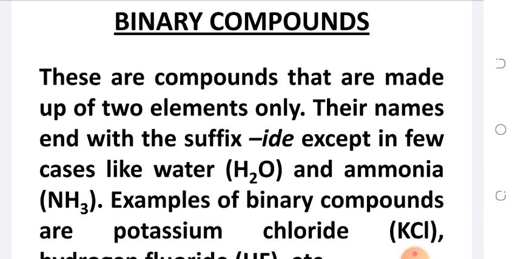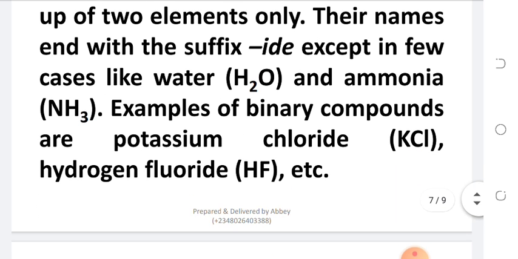Exception to that is the case of water and ammonia. As you can see there, water is H2O. There are two elements. Water is also a binary compound having hydrogen and oxygen as the constituent elements. Ammonia also is a binary compound having nitrogen and hydrogen as constituent elements. But their names do not end with the suffix "ide." These are the exception to that, but others, their names end with the suffix "ide." Examples of binary compounds are potassium chloride. As you can see, their names end with "ide." Potassium chloride, that's KCl, and hydrogen fluoride, HF, and so on and so forth. We'll still see more examples like that.